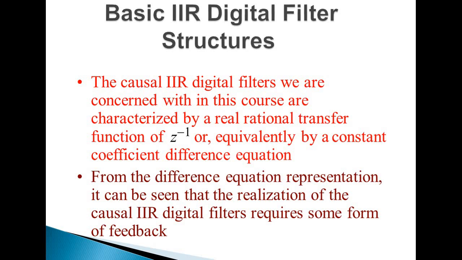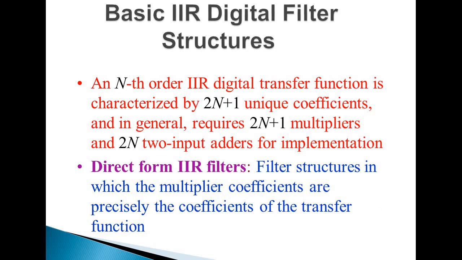Basic IIR digital filter structures are: the causal IIR digital filters we are concerned with in this course are characterized by a real rational transfer function of z raised to -1 or equivalently by a constant coefficient difference equation. From the difference equation representation, it can be seen that realization of causal IIR digital filter requires some form of feedback. So an nth order IIR digital transfer function is characterized by 2n plus 1 unique coefficients and in general requires 2n plus 1 multipliers and 2n 2-input adders for implementation.